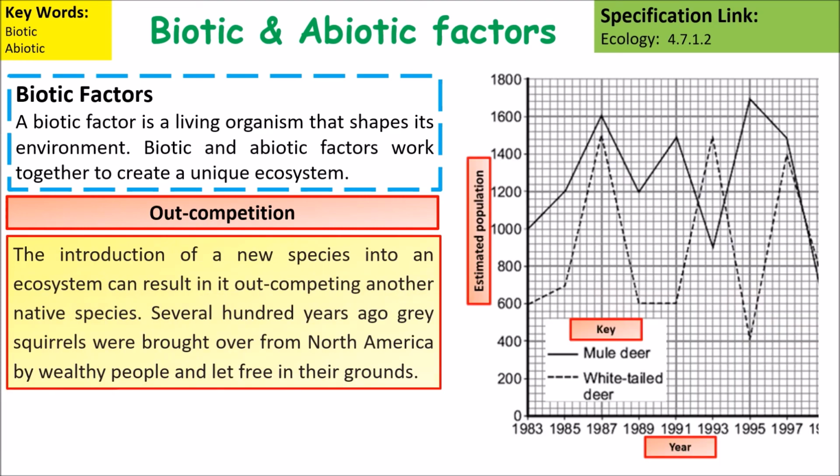The introduction of new species into an ecosystem can result in outcompeting other native species. So a good example of this would be where grey squirrels were introduced into England and they have progressively outcompeted the native red squirrels. So the red squirrel population has gone down drastically.